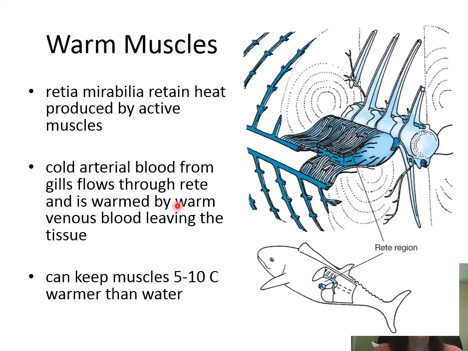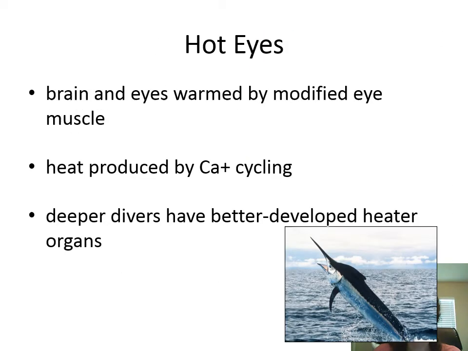and the fish are able to take advantage of this heat. So the cold arterial blood from the gills will flow through this net, and it's going to be warmed by the warm blood that's coming out of the tissues. So you use the muscles and produce the heat, and you have warm blood, and that cold blood comes in from your gills and passes across that warm tissue. Now you're warming up that blood that's coming in. This can help fishes keep their muscles 5 to 10 degrees Celsius warmer than the water around them. Again, warmer muscles, faster fish, better predator.